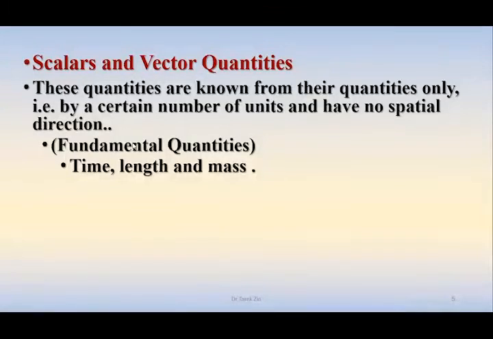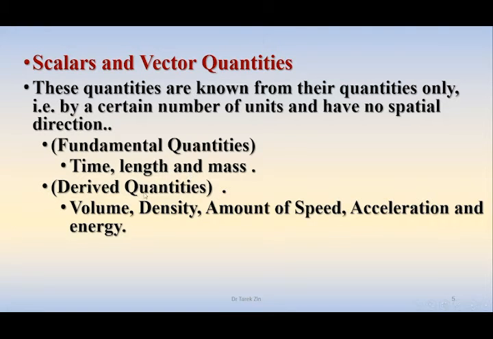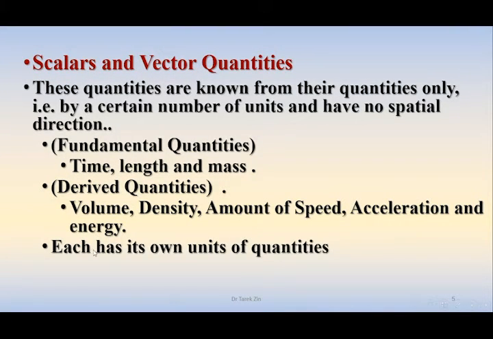The fundamental quantities, or the standard quantities, include time, length and mass. We talked before in the lecture that these are the basics of the units I have, and these are quantities that have no vector. For time we cannot find a vector, likewise length and mass. Each one of these is a single quantity that has no vector, but has a value. Then we are going to talk about the derived quantities: volume, density, amount of speed, acceleration, and energy. Each one has its own units of quantity.